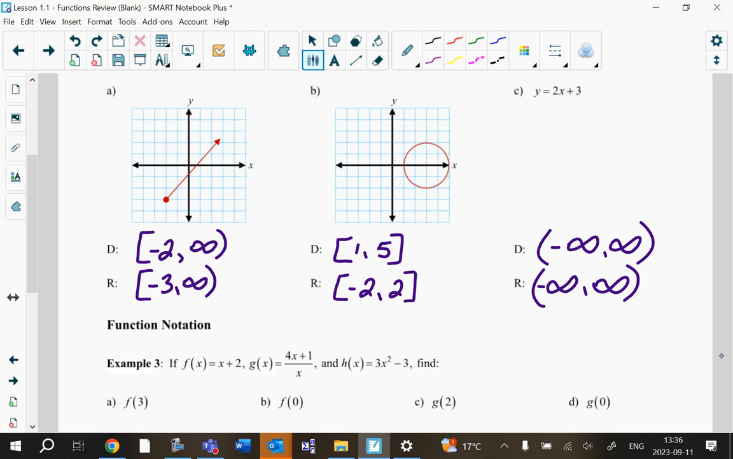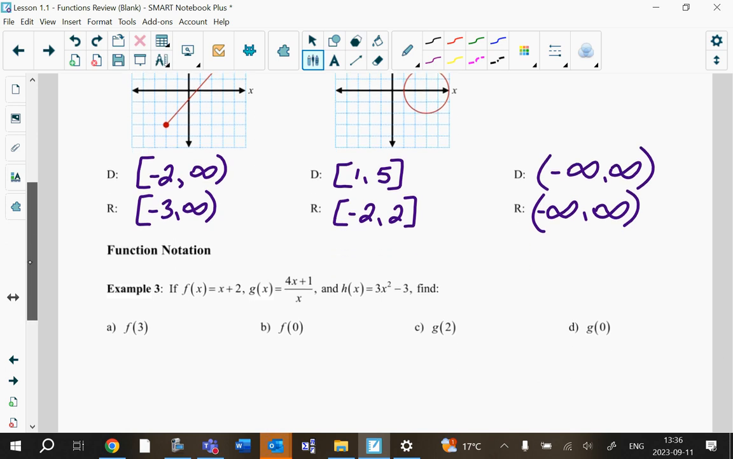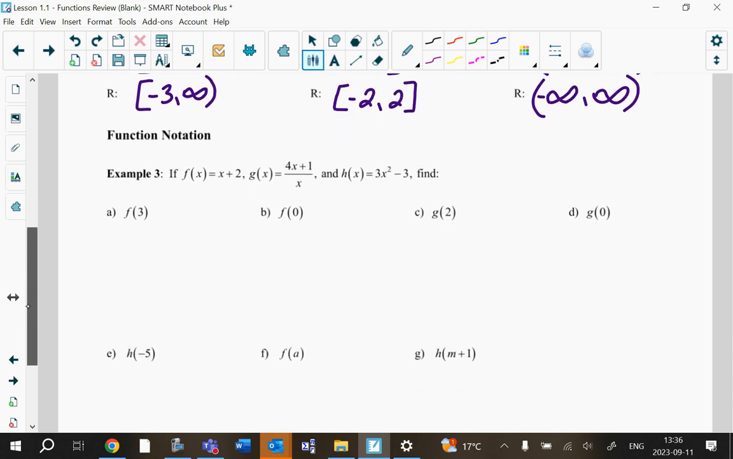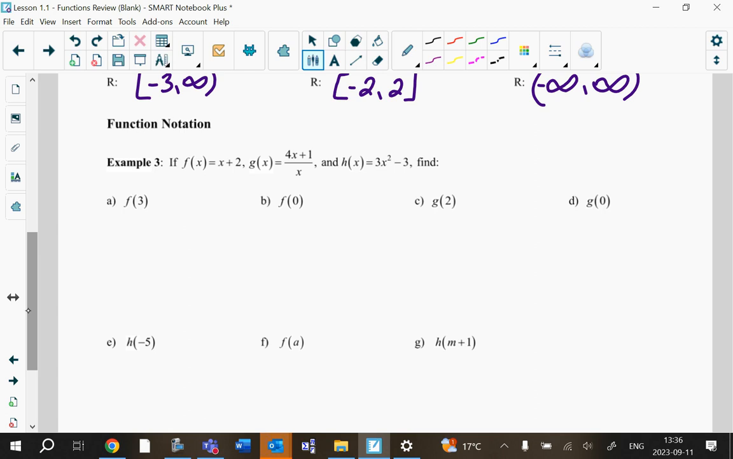Okay, the last thing I want to talk about is a review of something that we did a lot of in grade 10. We did a little bit of it last year. It was how to use function notation with equations. Remember, when you see these things, it just means it's a function. You can just replace them with y if you want to.